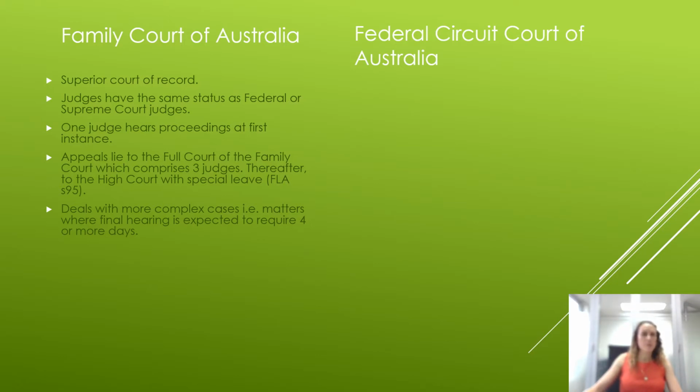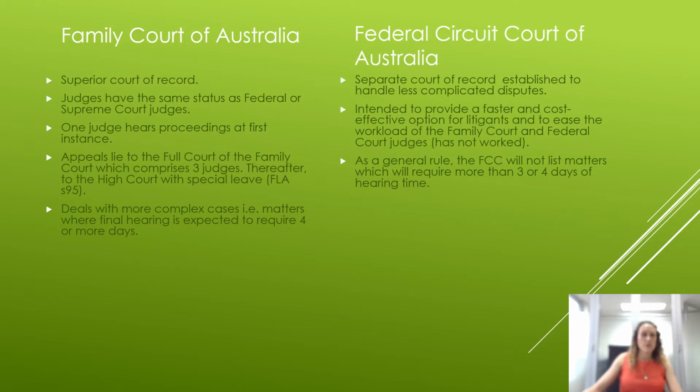One judge will hear the proceedings at first instance. However, if your hearing was then subject to an appeal, your matter would be listed before 3 judges of the Family Court. It deals with more complex cases. As a general rule of thumb, if your matter requires a final hearing that would require more than 3 or 4 days, then your matter would be filed in the Family Court of Australia.